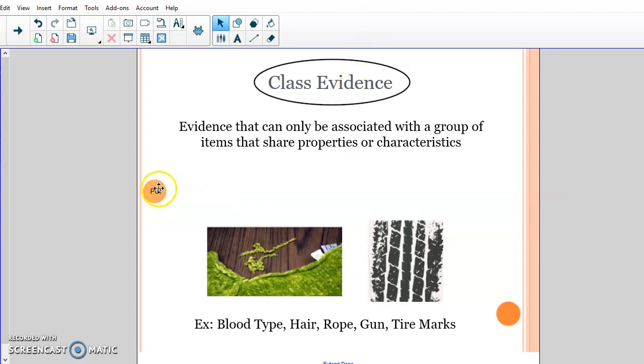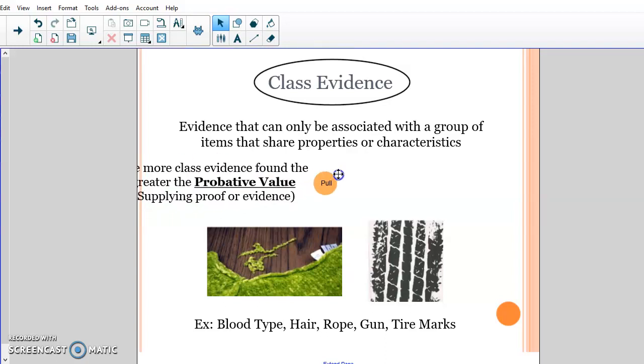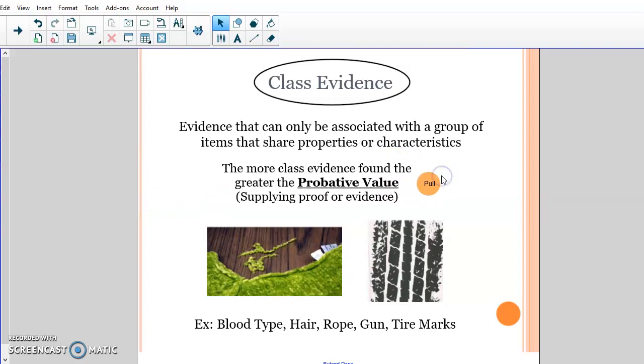So a lot of people think class evidence isn't useful, but it's actually extremely useful. The more class evidence you find, the greater the probative value. Let me give you an example of what I mean by that. Say that I'm at a crime scene and I have a blood pool that's type B blood. Okay, I find blue fibers on my victim that don't belong to the victim. I find a size 10 shoe print, and I find red hair. Okay, and my victim has blonde hair. So there's 4 things right there.